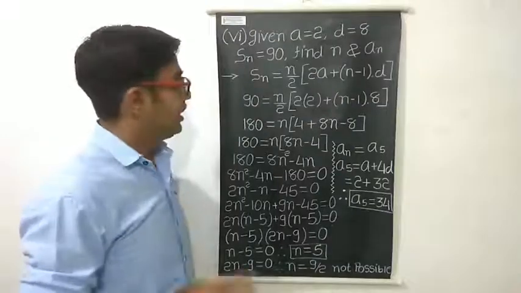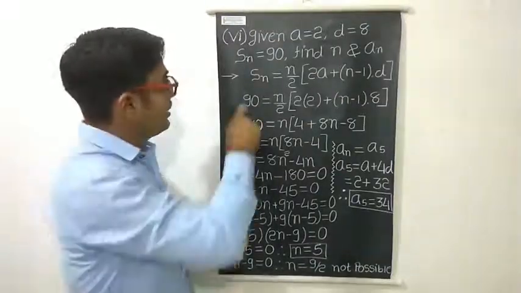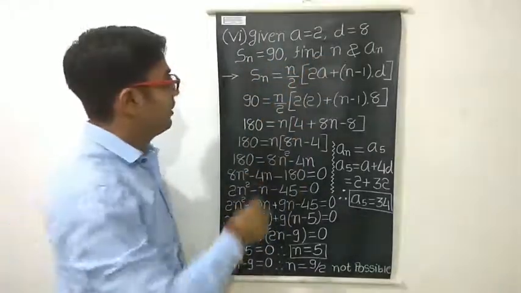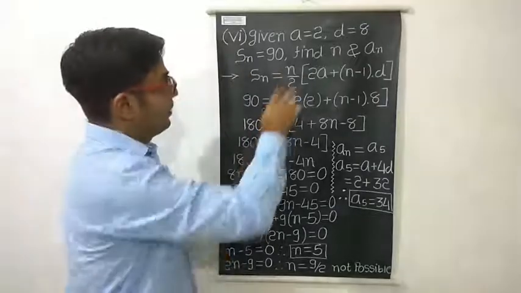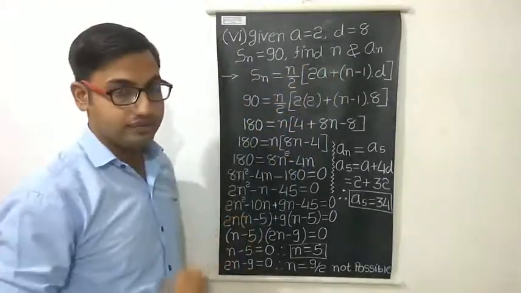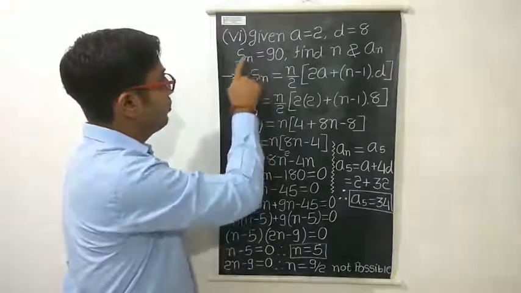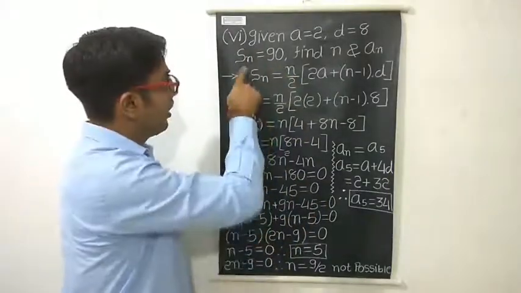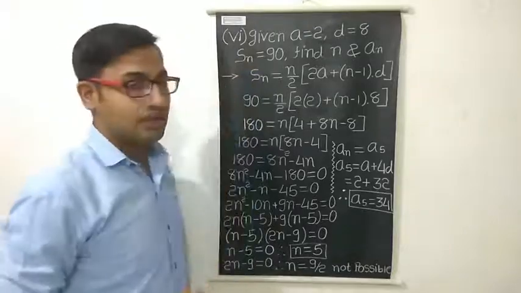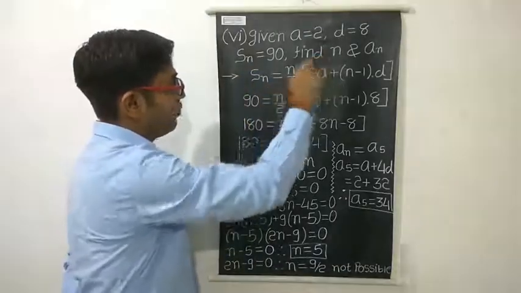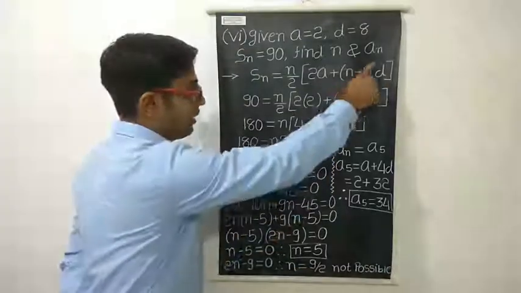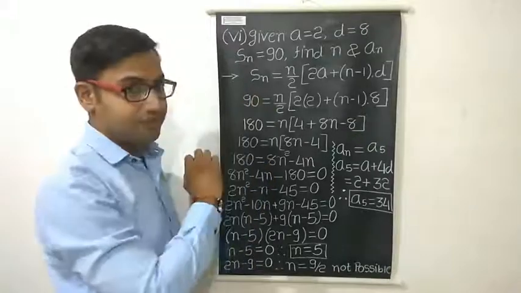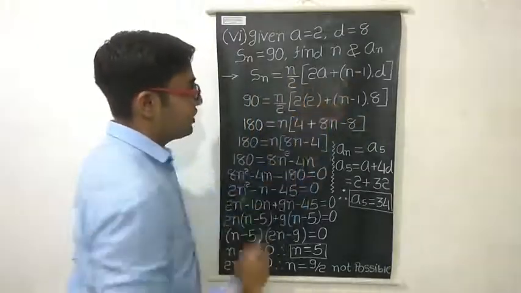Okay, let us study sub question number 6. In this we are given a is equal to 2, common difference is equal to 8, Sn is equal to 90, find n and an. Here we are given the sum of the first n terms is 90, but we don't know how many terms are added, right? So we have to find the value of n, and from that we can find an. Obviously we have to use the formula of Sn, that is n by 2 times 2a plus n minus 1 into d.